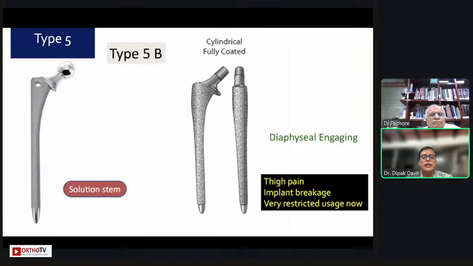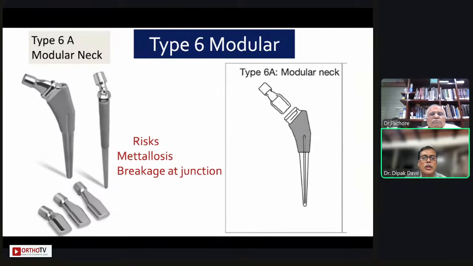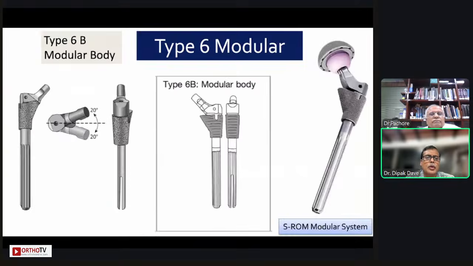Type 5B is again a cylindrical stem like the Solution stem, but it is a cobalt chrome stem. It is better nowadays to avoid these stems because stress shielding is more, thigh pain is more, and breakage is more. So cylindrical fully coated type B stems are better avoided. Next is type 6, that is the modular neck. With the earlier bad reports, these stems are nowadays not much in use because of too much modularity, metal wear and debris, and failure. So better to avoid these kinds of stems.